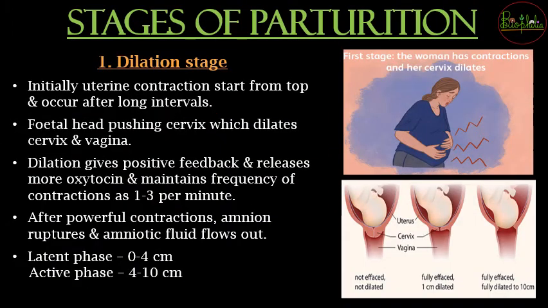So the stages of parturition are three. The first one is going to be the dilation stage. दilation stage में क्या होगा? There are going to be initial uterine contractions, and these initial contractions are going to start from the top, and these will be at longer intervals. So it can happen that the frequency is कम होगी, but once it comes it will last for about a minute or two, or it depends. So this is the dilation stage.